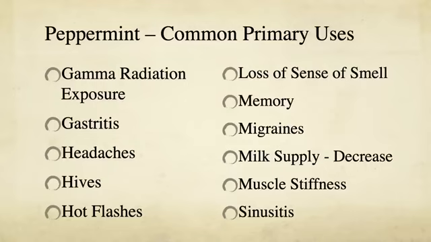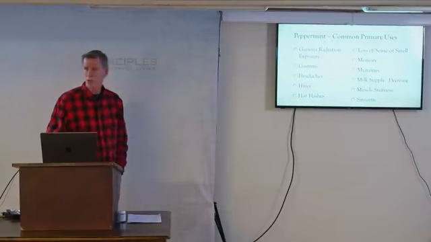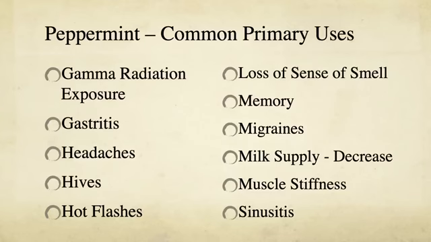Headaches, it does work good for headaches. Lavender works good for headaches. Hives, hot flashes, loss of sense of smell. People would use this for COVID loss of smell, and it helped some people. It was the most popular if something worked. Memory, increased memory. Migraines, I have people use it for migraines. It decreases milk supply, so be cautious if you're nursing because you don't want to cut back on milk supply. Muscle stiffness, sinusitis.